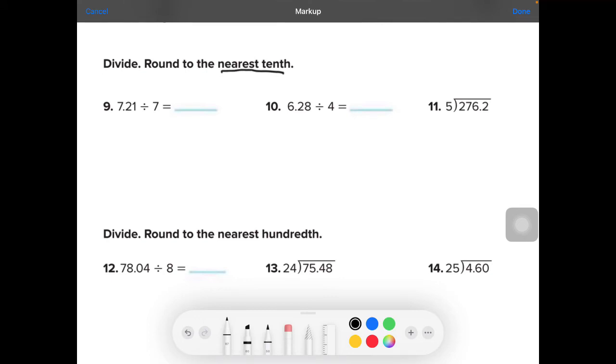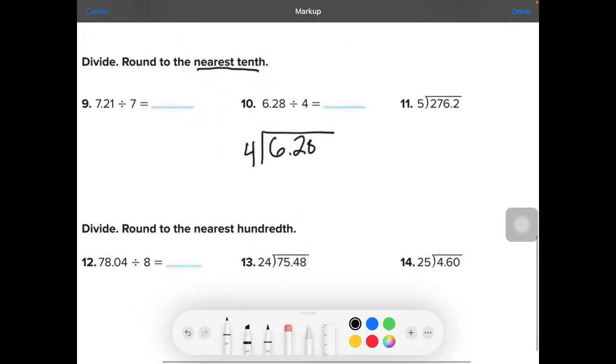Divide. Round to the nearest tenth. Okay, so let's divide first. Let's do number 10. We're going to do 4 will go into 6.28. There we go. Dot, dot, dot, dot, splat. Okay, 4 will go into 6 at least 1 time. 1 times 4 is 4. 6 minus 4 is 2.